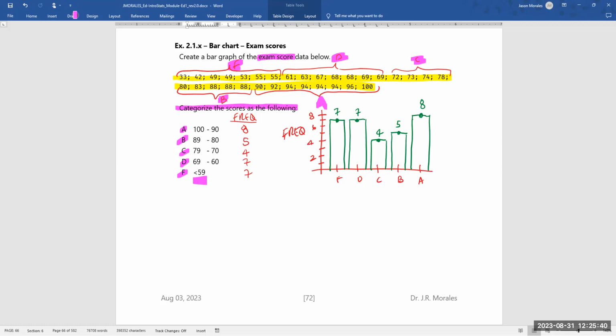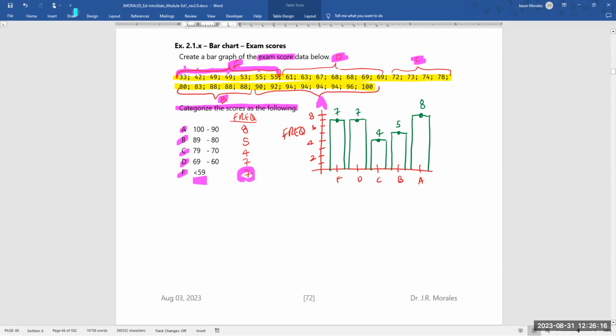So when we look at this sorted list of exam scores and we look for scores that are less than 59, we've got from 53 all the way to 55. And so there are 1, 2, 3, 4, 5, 6, 7. So we've got 7 exam scores that are less than 59 that come out to a grade of F.